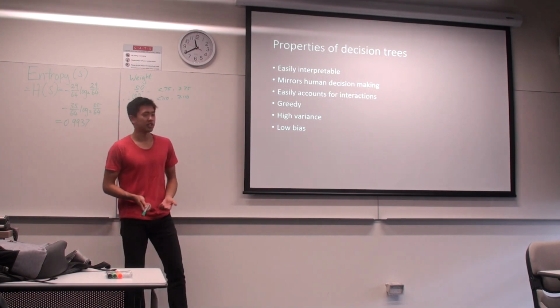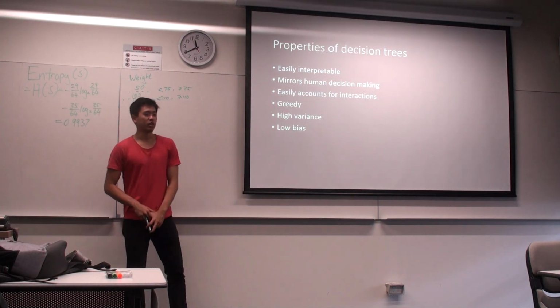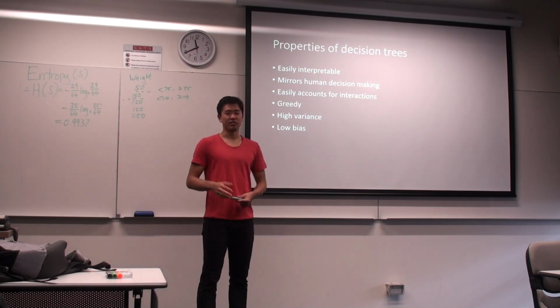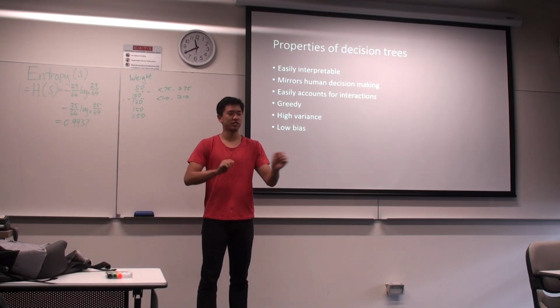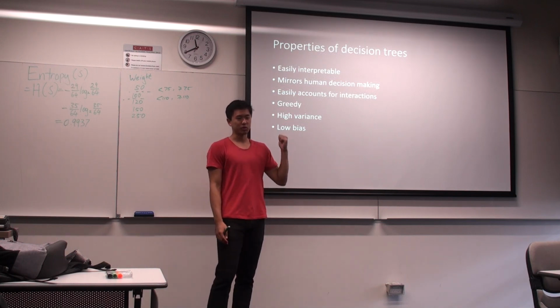And it mirrors human decision making. It's probably the algorithm that mirrors human decision making the most, because every time we make a decision, if you think about it, it's just a bunch of if-else statements that leads us to make our final decision. And that's what decision trees are.